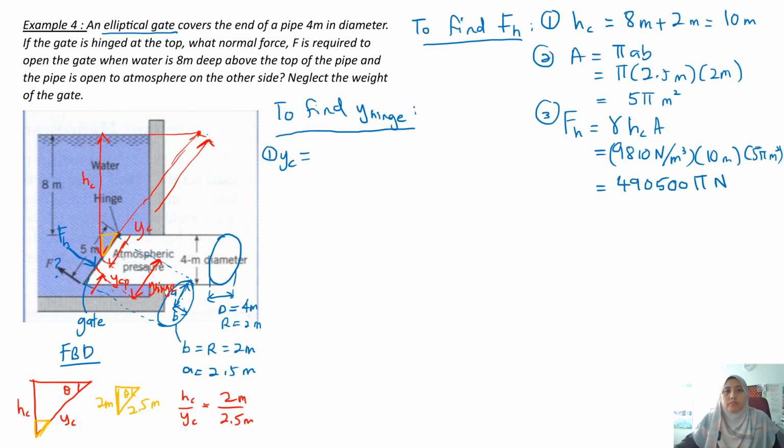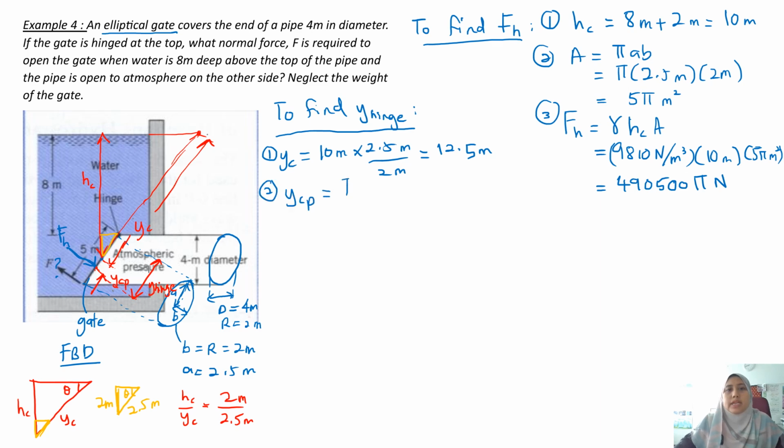So therefore, YC is basically HC times 2.5. So HC is 10 times 2.5 divided by 2. So you should be able to get the answer is 12.5 meters. Right? So 12.5 meters. The next step is to find YCP.